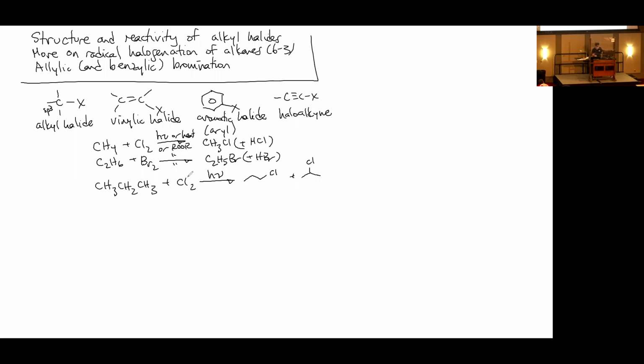If nothing other than random chance determined the product ratio, what would you expect it to be? Well, there are six of this type of hydrogen that leads to this type of product. There's two of this type of hydrogen, which leads to that. So if nothing other than random chance determined the product outcome, our guess would be a 6-to-2 ratio, or 3-to-1. Or if you will, 75-25, you can put it either way, if only statistics or only random chance determined the outcome of the reaction.